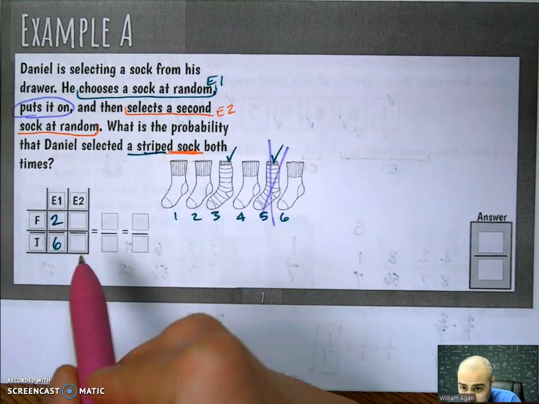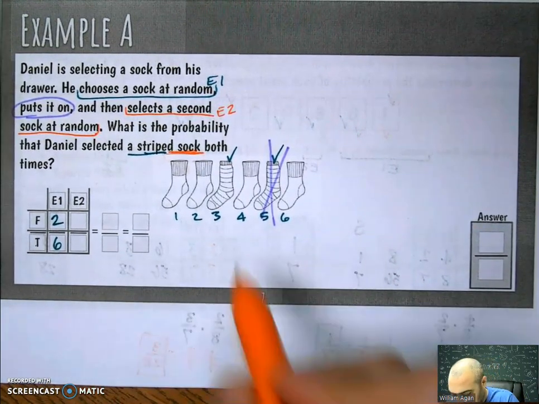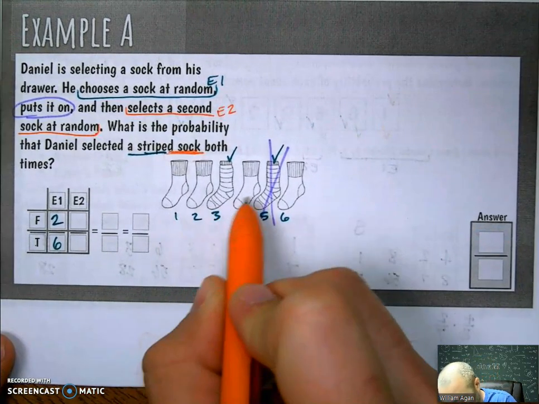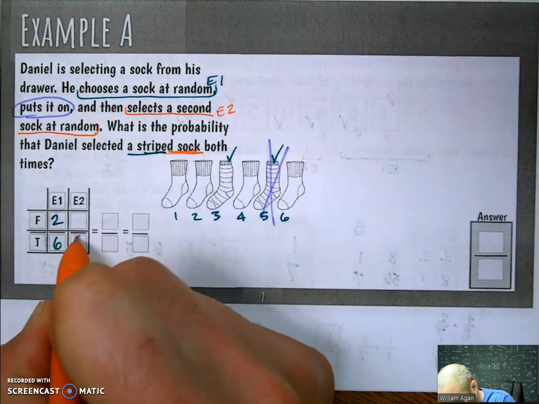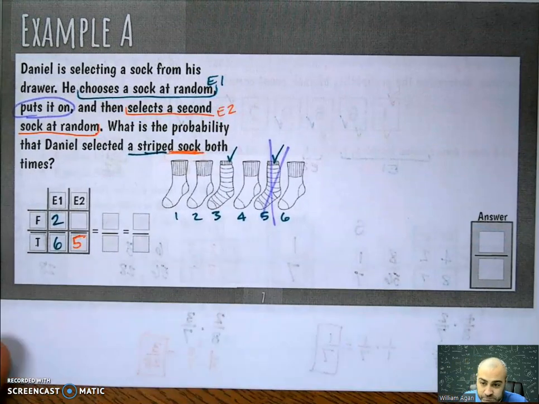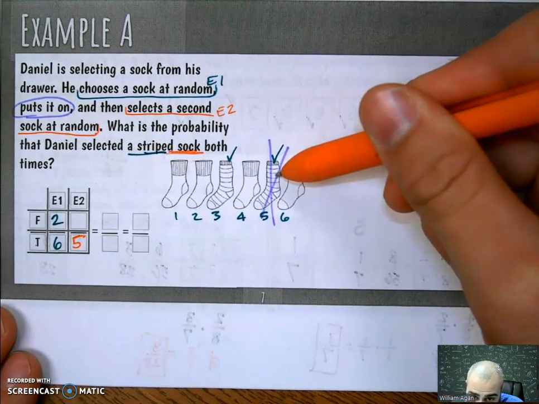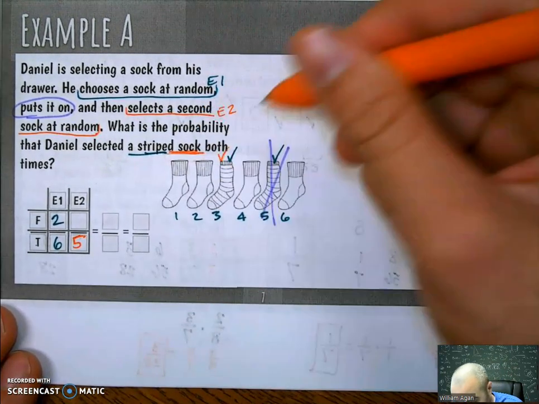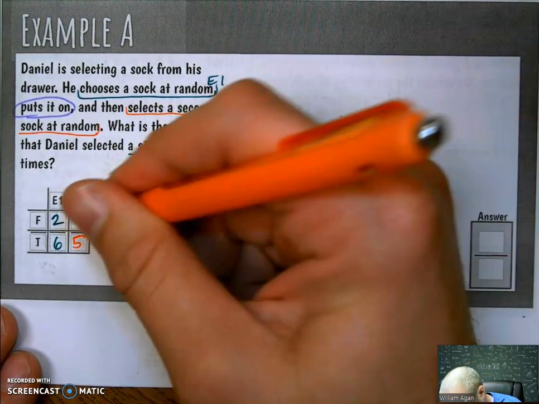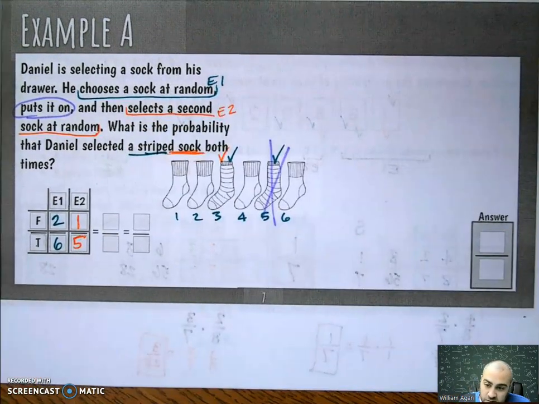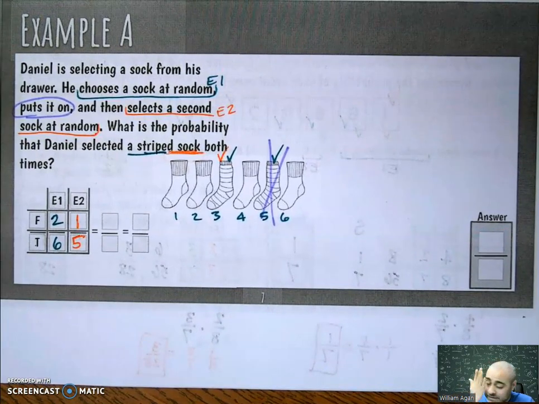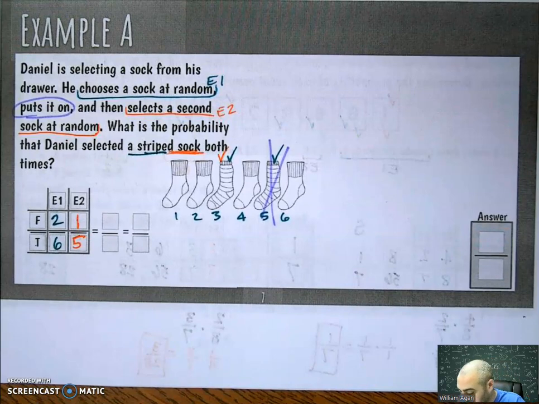So for event 2, how many socks does he have available? 1, 2, 3, 4, 5. There's only 5 socks for him to choose from. And how many of them are striped? Remember, this one is gone, so it doesn't count. There's only 1 striped sock left. Okay, so that's your table. It's set up correctly. Now all you have to do is simplify and multiply, or multiply and simplify, however you want to do it.